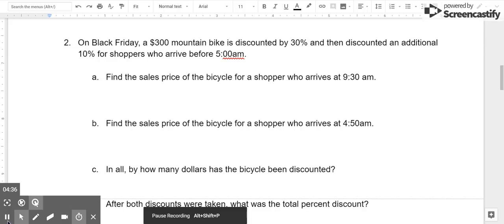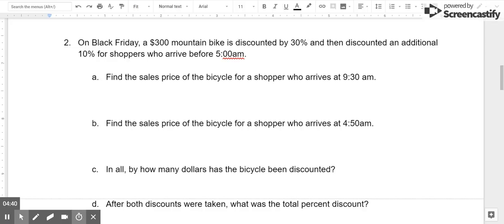Let's take a look together at number 2. Please make sure to follow along carefully because there are a couple different parts to number 2. On Black Friday, a $300 mountain bike is discounted by 30% and then discounted an additional 10% for shoppers who arrive before 5 a.m.